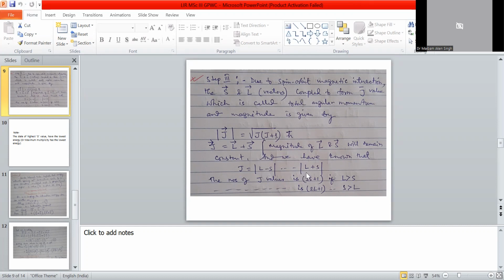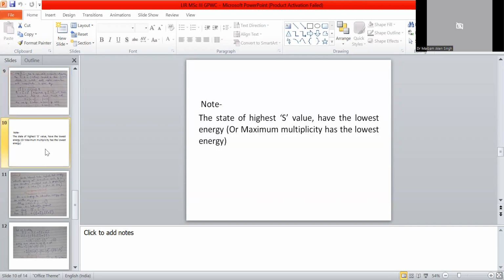We have known that J has a minimum and a maximum value, and the number of J values is given by 2S plus 1 if L is greater than S, and by 2L plus 1 if S is greater than L. Then we note this point: the state of highest S value has the lowest energy, or maximum multiplicity has the lowest energy, as we know according to Hund's rule.